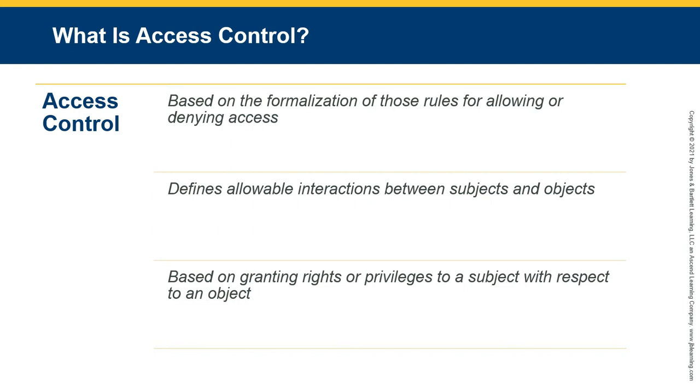What is access control? It's based on the formalization of those rules for allowing and denying access. It defines allowability, interactions between subjects and objects, based on granting rights and privileges with respect to those objects. So that's all we're looking at. We want to make sure that they can do what they do when they need to do it.